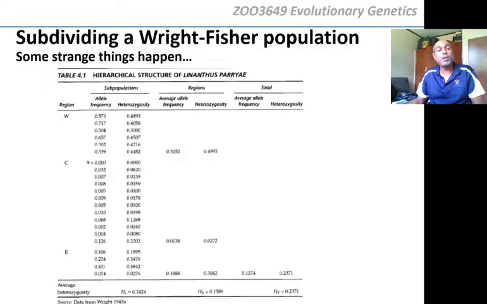Where is the subpopulation heterozygosity? Yeah, here's the table. So here are the subpopulations, and the subpopulation average heterozygosity is this one here, HS, 0.1424. And what is the total heterozygosity of the entire region? It is HT, this one, 0.2371. So now, 0.142 is HS, HT is 0.2371.